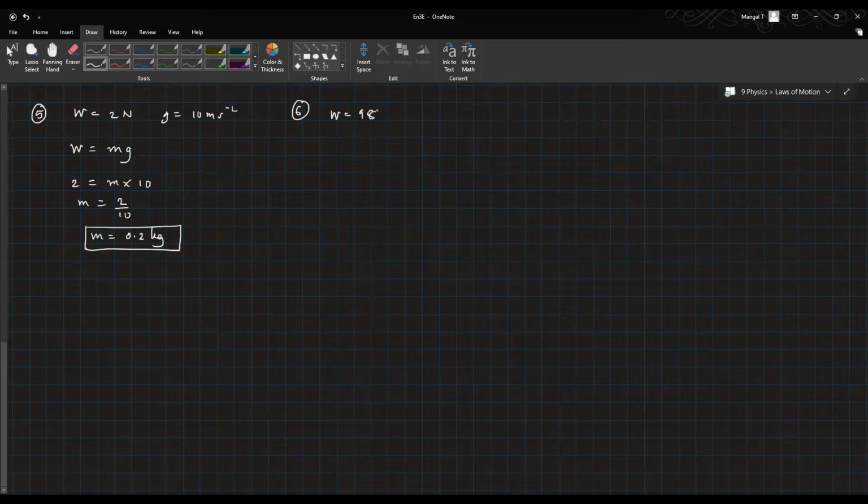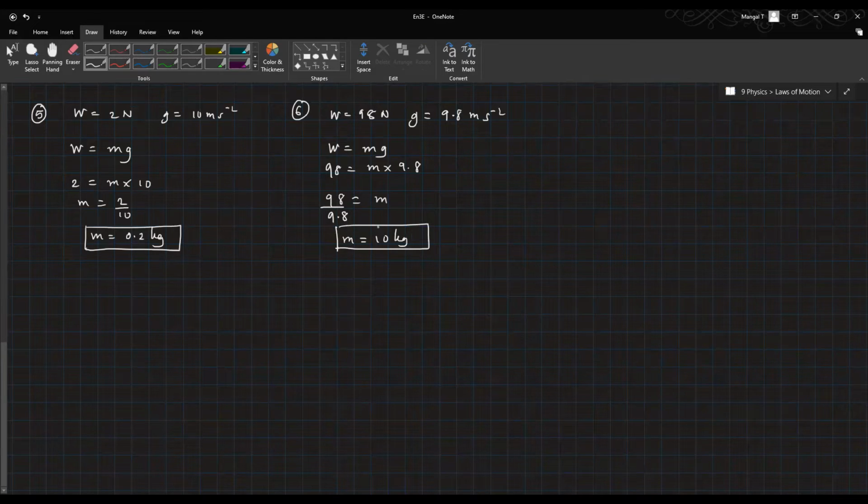Weight is 98 Newton. Taking acceleration due to gravity on Earth as 9.8 meter per second squared, we have to calculate the mass. So weight is equal to m into g. So 98 is equal to m into 9.8. 98 divided by 9.8, so m will be 10 kilogram. That will be the mass.